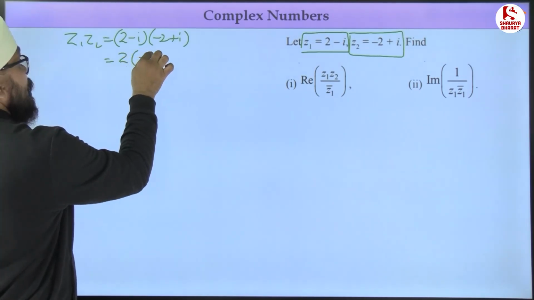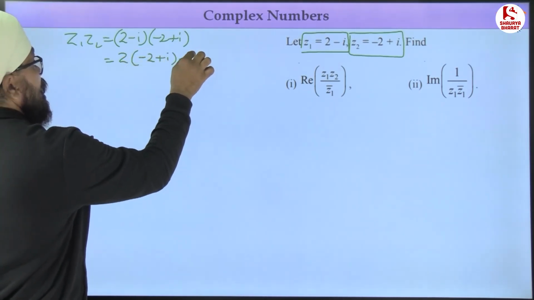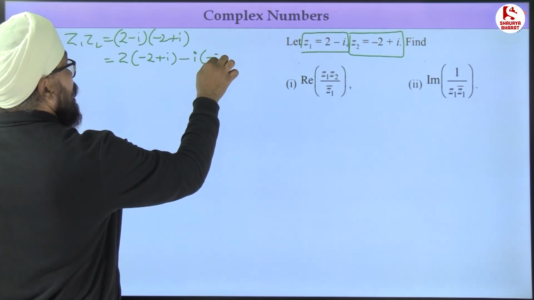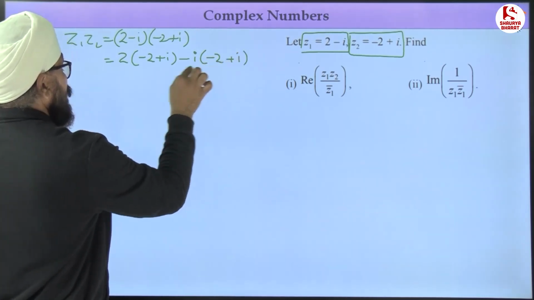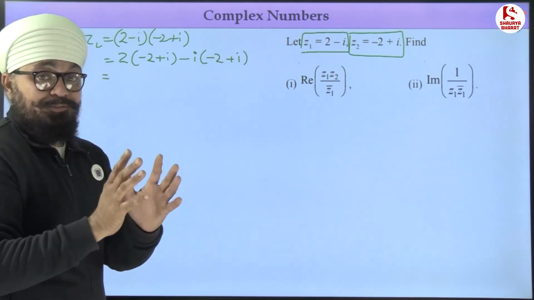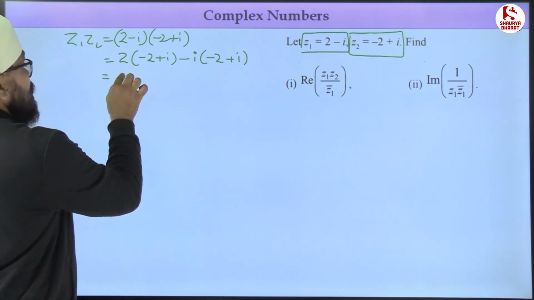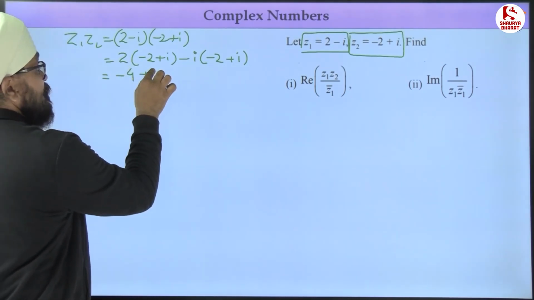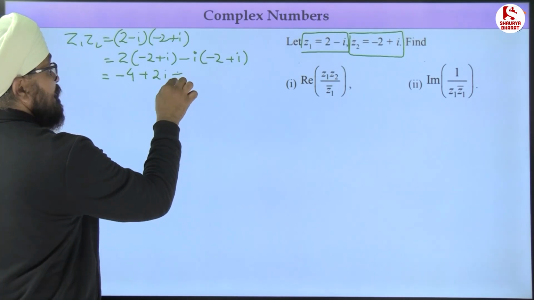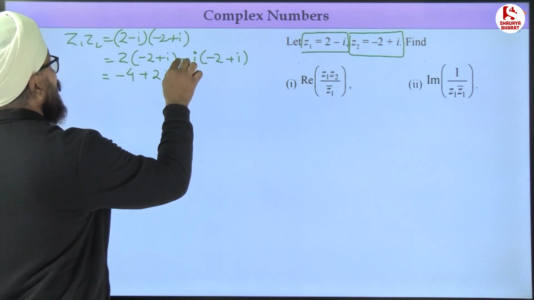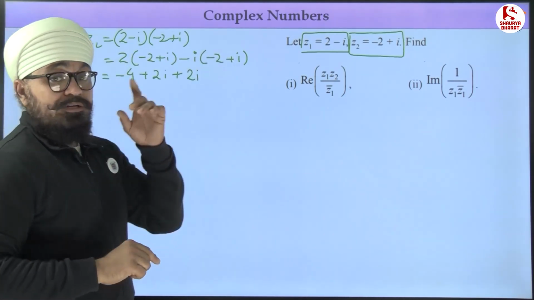So let me rewrite it again with the proper format. 2 will be multiplying by minus 2 plus iota, and minus iota will be multiplying by minus 2 plus iota. So let us write in the proper format of distribution. When you multiply, this becomes minus of 4, this becomes 2 iota, this becomes minus minus plus 2 iota. Finally, this is minus iota square.